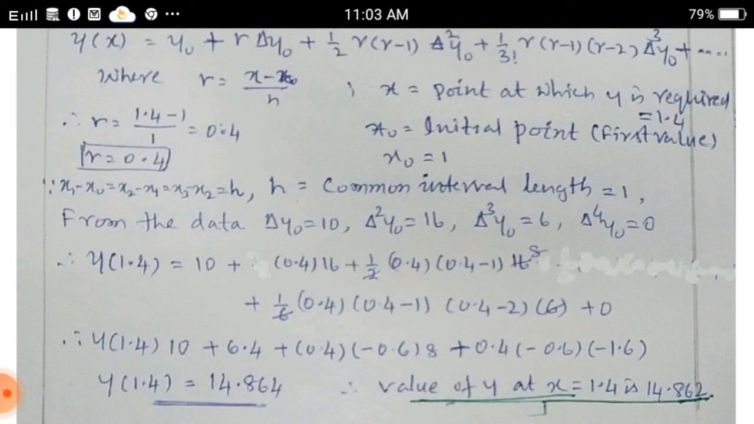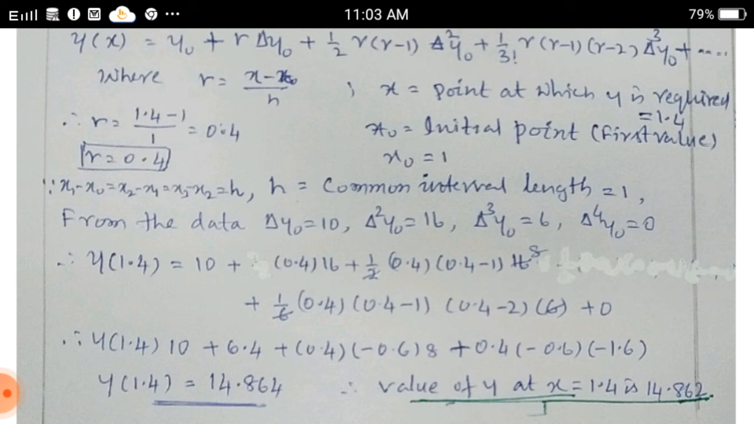Therefore, y of x is equal to y of 1.4, which is equal to y naught plus r delta y naught, where r is 0.4, equal to 10 plus 0.4 into 16, plus 1 by 2 factorial of r into r minus 1, 0.4 into 0.4 minus 1 into delta square y naught, which is 8, plus 1 by 3 factorial, that is 1 by 6, r into r minus 1 into r minus 2, 0.4 into 0.4 minus 1 into 0.4 minus 2, into delta cube y naught, where delta cube y naught is equal to 6.